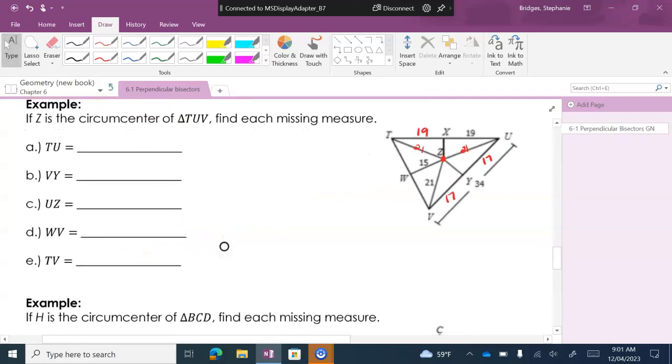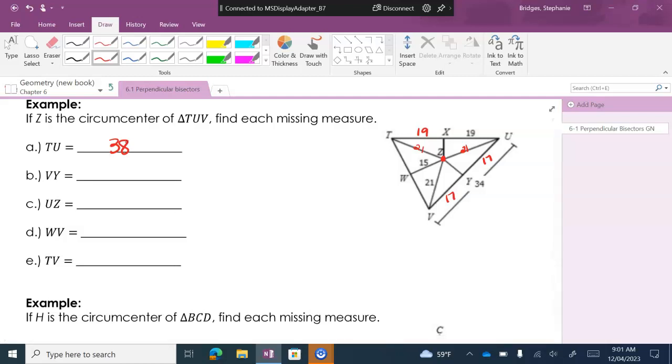Okay, so we have our picture labeled with everything we can figure out at this point. TU is the first thing we are looking at. I don't know the whole TU, but I do know each half. So what can I do with those two? Add the 19s together. What's 19 plus 19? 38. So guess what TU is? 38. Whoops. Write the correct letter. It might be right.